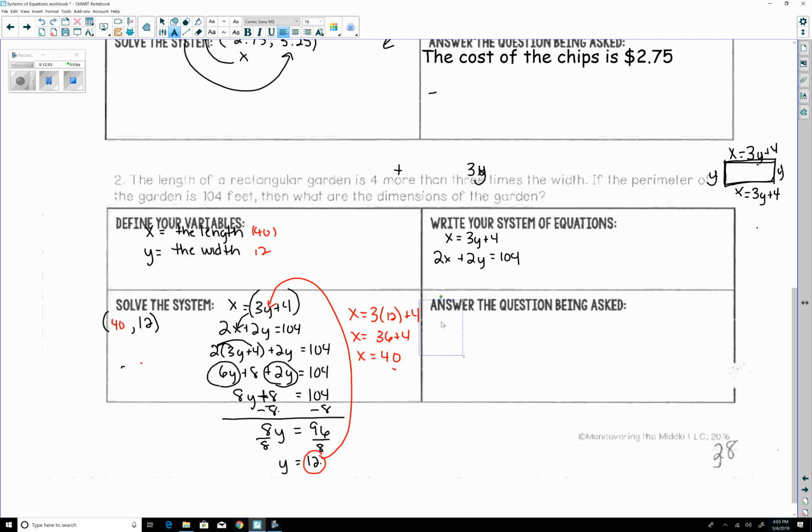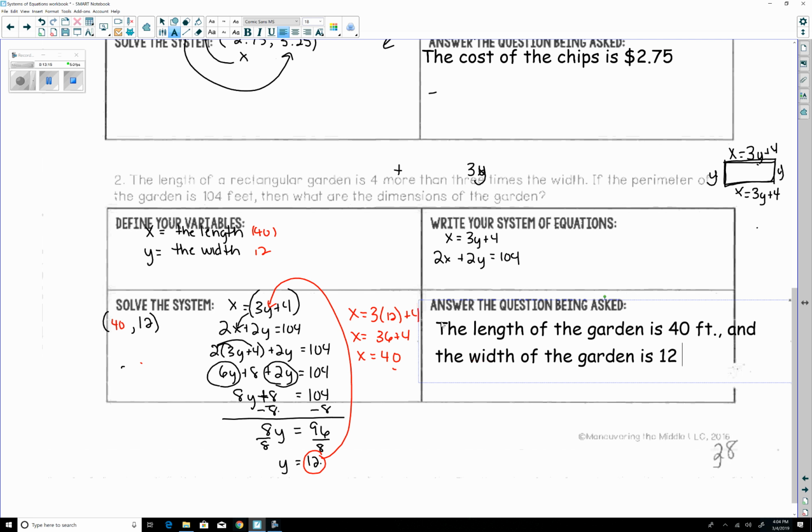So the length of the garden is 40 feet and the width of the garden is 12 feet. How do I know that? Because I define the variables, and whatever comes up in the x is the length, whatever comes up in the y is the width. That's why it's so important to define your variables and know what they are representing.